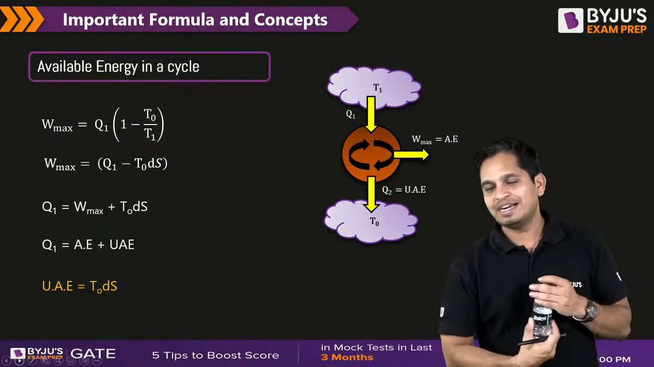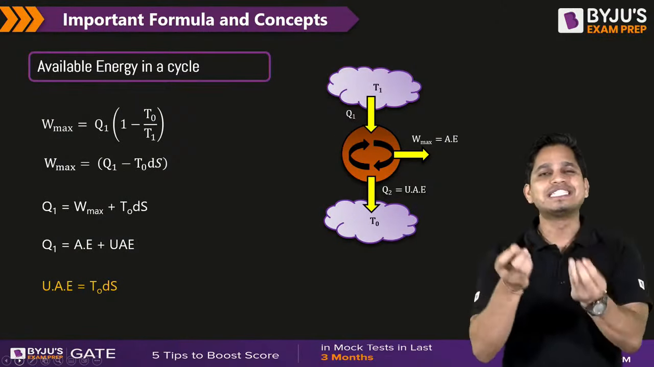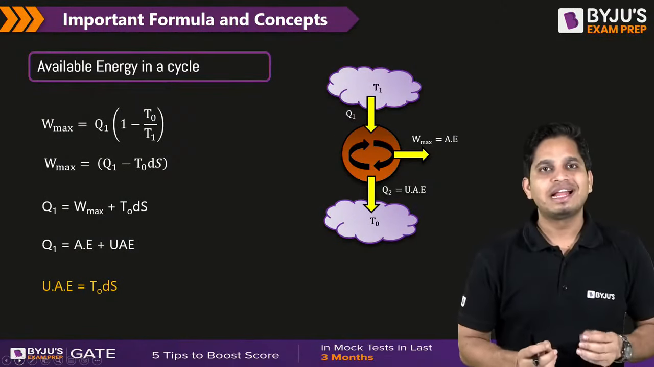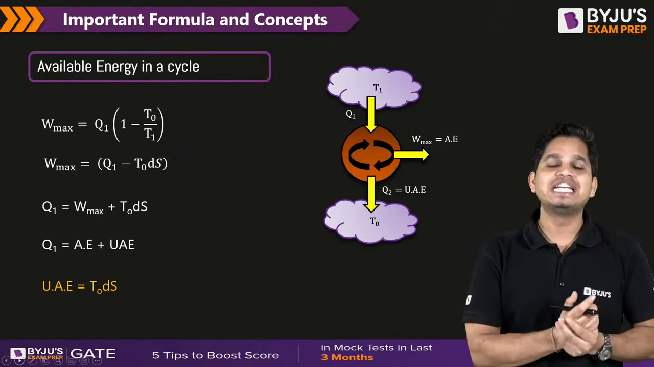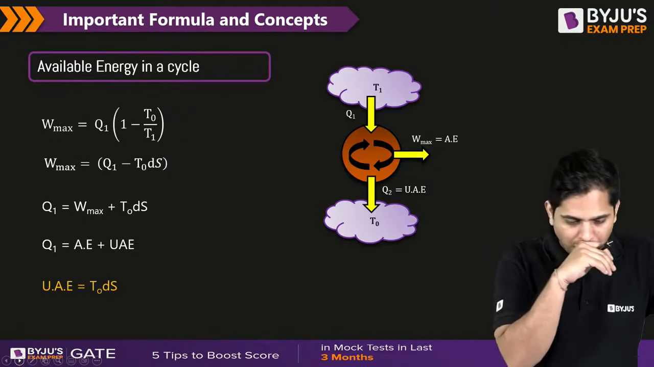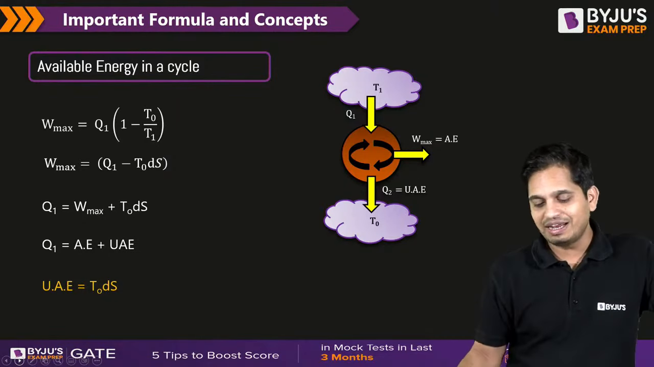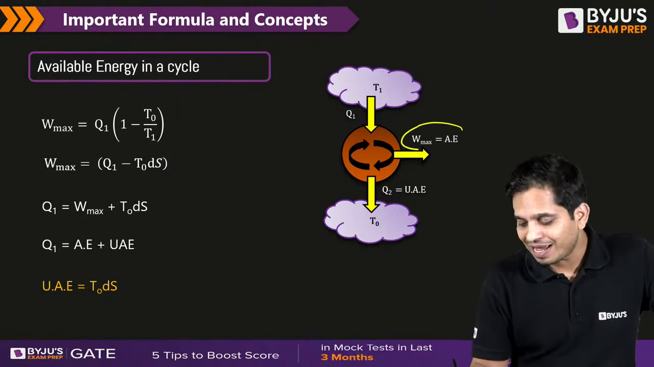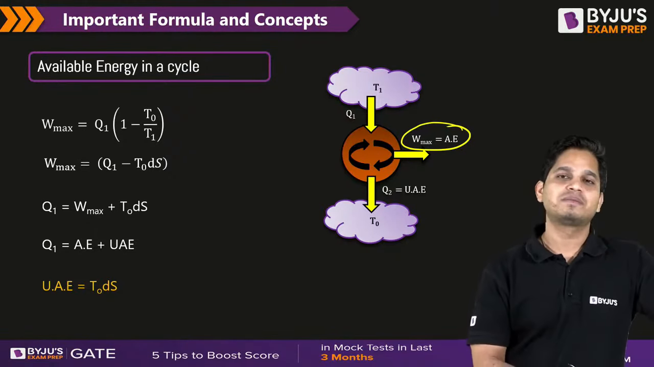Chalo, available energy. What is available energy? The maximum useful work that you can take out from a system, from a cycle is called as available energy. Okay, chalo. Available energy in a cycle. So if I have a cycle, maximum work that I can get is available energy. Where will I get maximum work?